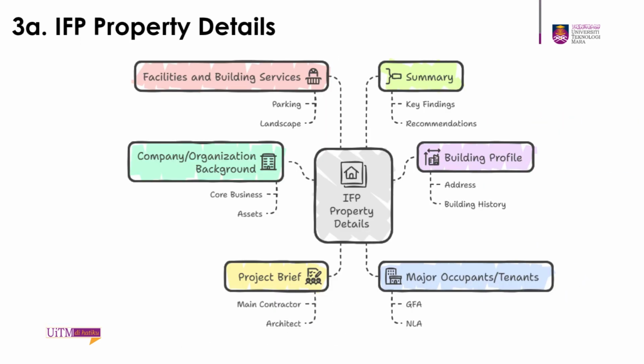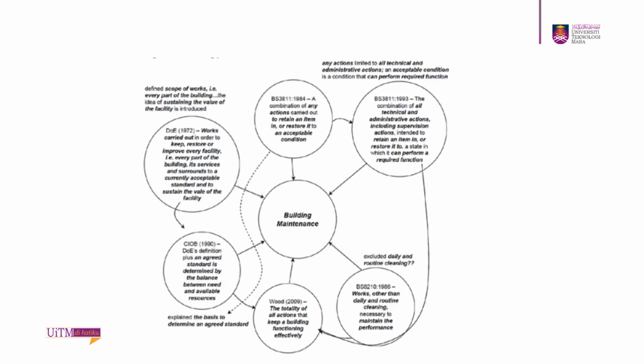3A. IFP Property Details. Facilities and building services, parking, landscape, company, organization background, core business, assets, project brief, main contractor, architect, summary, key findings, recommendations, building profile, address, building history, major occupants, tenants, GFA, NLA.